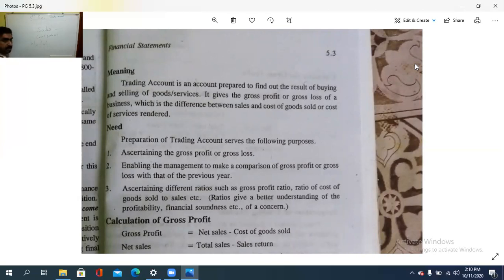So how a trading account is to be prepared, or what is the need for the preparation of trading account? Ascertaining the gross profit or gross loss, to calculate that.